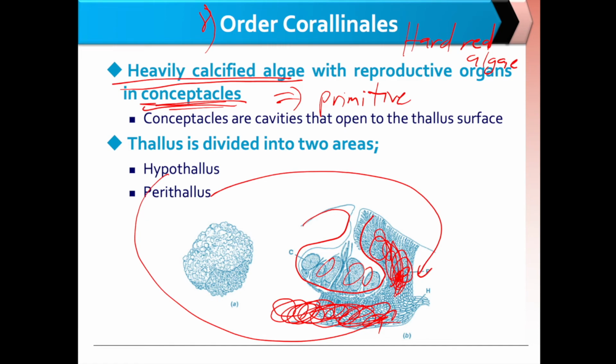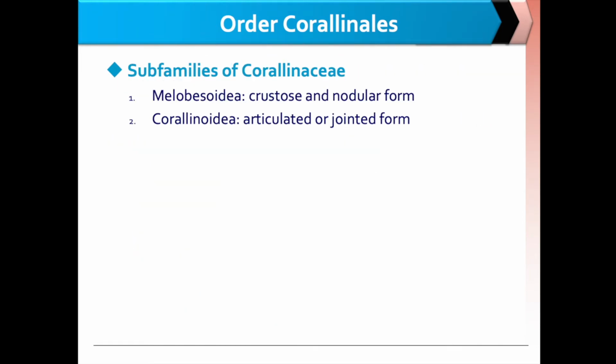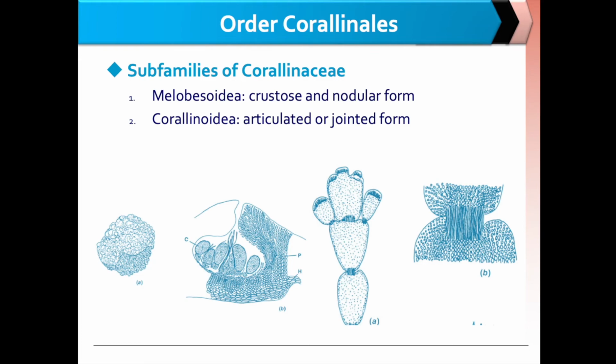Okay, sila yung matitigas na red algae. Kaya sila Corallinales, no? Hard. Matitigas talaga itong mga to. Now, there are two subfamilies of your Corallinales. So, meron tayong Melobesioideae at Corallinoideae. So, Corallinoideae, ganito yung itsura nila. Yung Melobesioideae natin, ganito yung itsura nila.